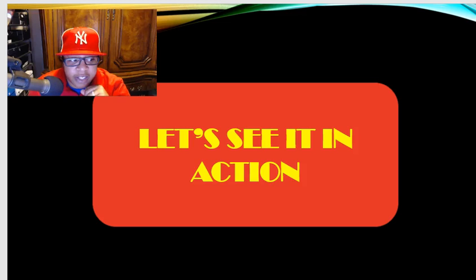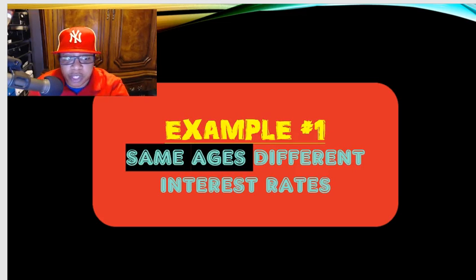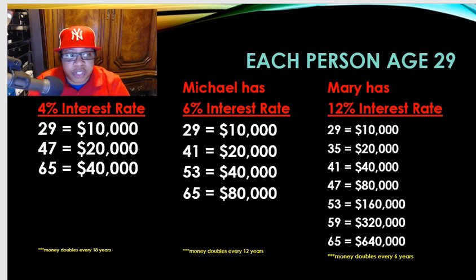So let's see this in action. Today, I'm going to give you two examples. The first example, everyone is going to have the same age but different interest rates. So in this example, we have John, and he has a 4% interest rate, okay? Each person here is 29 years old. So they already have an advantage of youth. And then we're going to give them a second advantage of $10,000, okay?